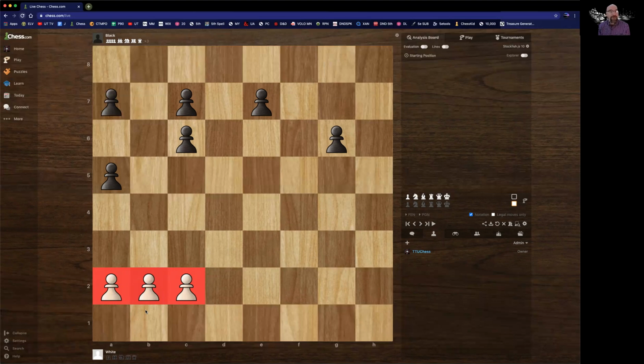Tactics. Tactics are extremely important, and every good player will utilize tactics as often as they can in order to gain time, space, and material. Some of the tactics that we covered in this video: skewers, pins, forks, batteries, target squares, deflection.